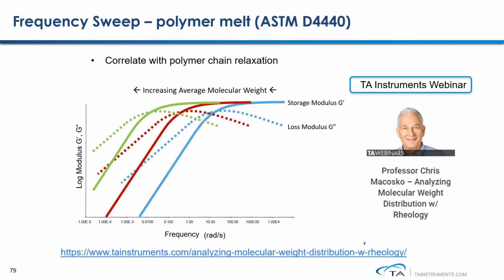Here is an example showing typical frequency sweep test results on polymer melts. And this is one of the standard test methods to evaluate the melt rheology performance following ASTM D4440. Directly from the frequency sweep test, you can correlate the results to the polymer's molecular weight and molecular weight distribution. If anyone is interested in this topic, then I would like to recommend you log on to the TA Instruments website and listen to this free webinar given by Professor Chris McCaskill.